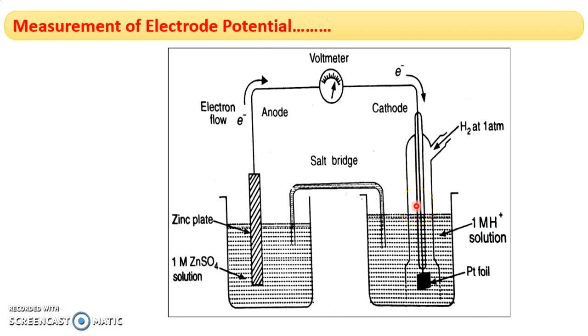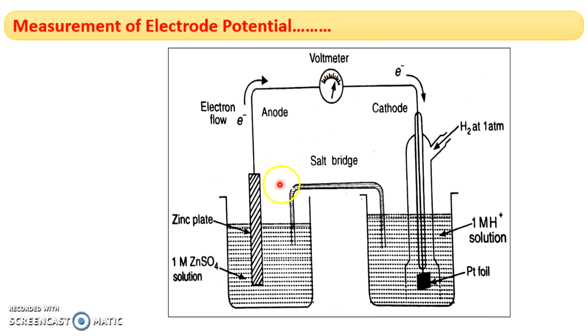Okay, so we have to remember one point here. At the sample electrode, the electrode for which we are going to find the electrode potential, oxidation is occurring. So the potential difference given by the voltmeter is the oxidation potential. If we maintain standard conditions here, this is the standard oxidation potential of the sample electrode.